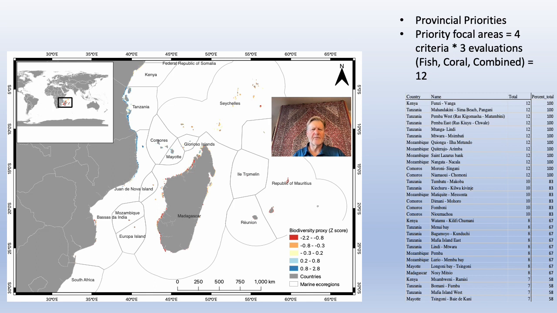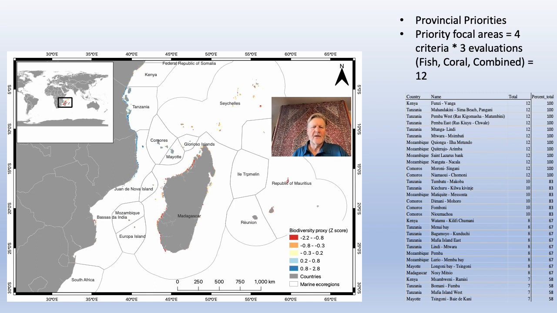Here you're seeing, for example, the provincial priorities. So this compares all 7,039 cells in the Indian Ocean, and for each of those cells, you calculate the total number of criteria, which would be a sum of 12. So there are 12 sites, I believe, that have all 12 criteria, and those are listed in the table on the right. And this tells you where those priorities are, and lists those relative to sites with lower priorities for the provincial level.